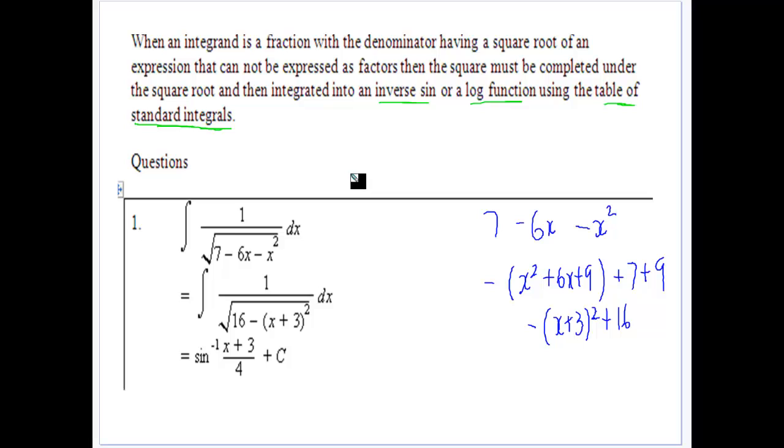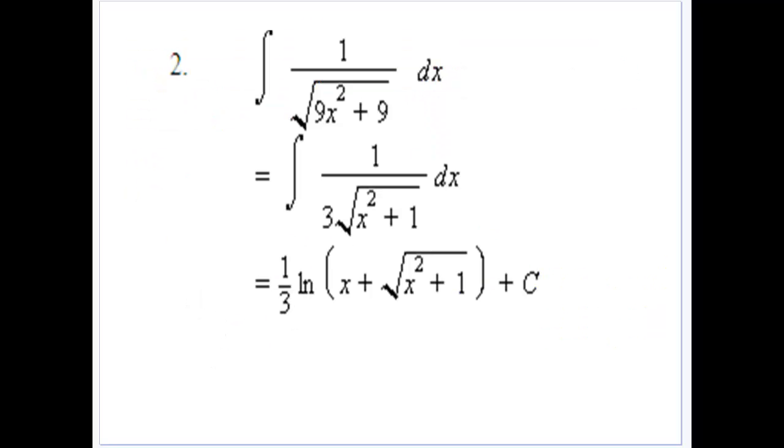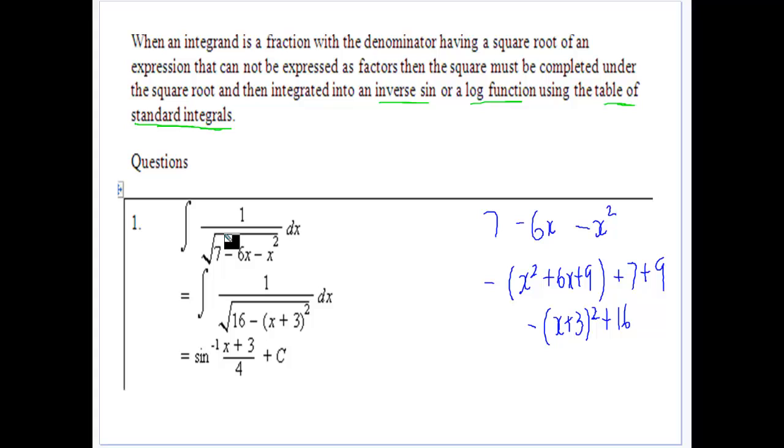So you need to be able to look at those. I don't remember those ones off by heart. Not many people do, because they're a little bit difficult. So you need to be able to look at it and get the square root of the number. If it's going to be a minus there, it's going to be an inverse sine function. If it's a plus there, we'll end up with that log function, as you can see in the next one.